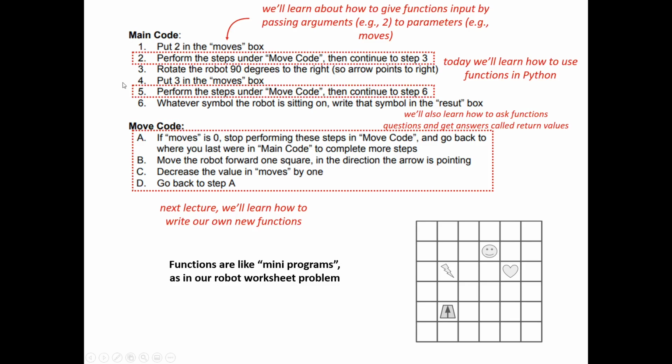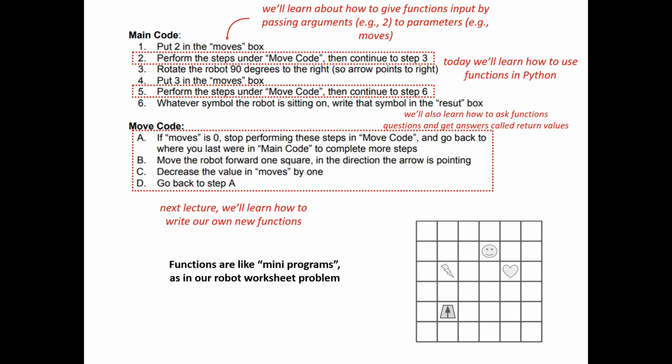Let me actually advance the, there, got them circled. The perform steps under move code, then continue with step 3. Perform steps under move code. Those two lines right there are known as a function call or a function invocation. So some other vocabulary about functions that are going to be really important.